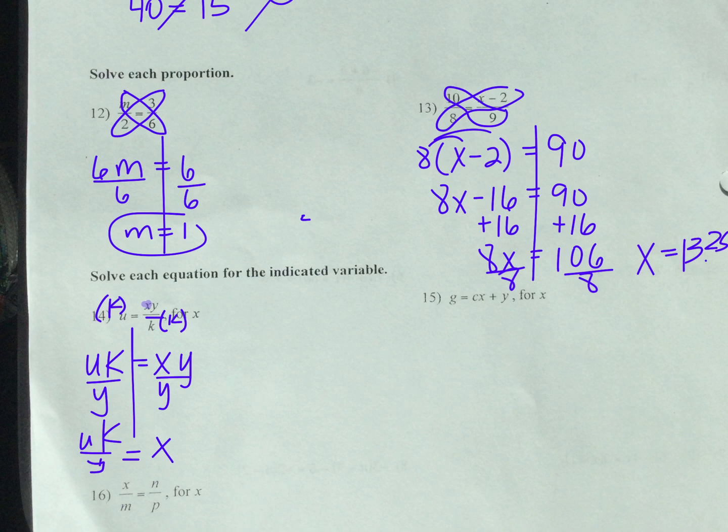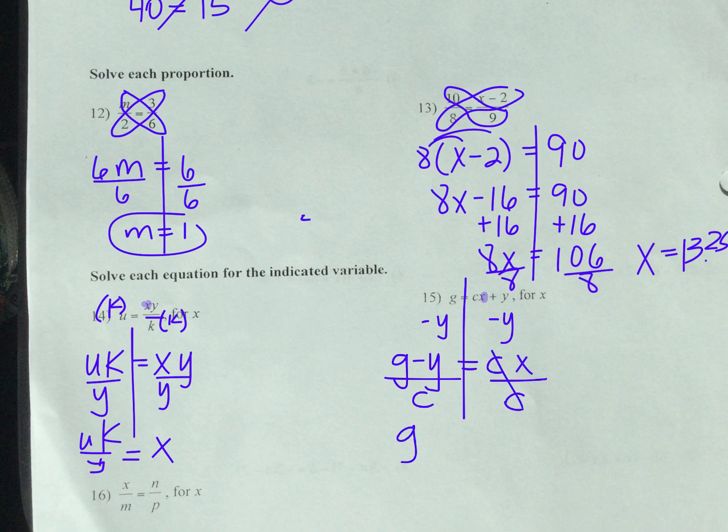For this one, I'm again solving for x, so it needs to stay put. So the first thing I'm going to do is move my y, and you have to write this in order. G minus y equals cx. Now we divide by c. When I divide, everybody gets divided. So my final answer is g minus y divided by c equals x.